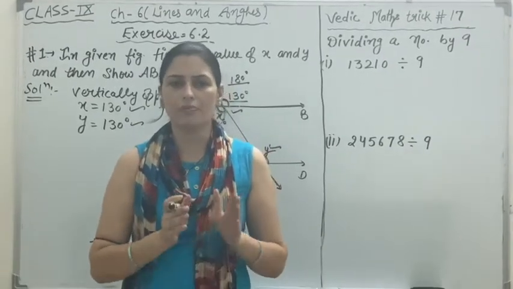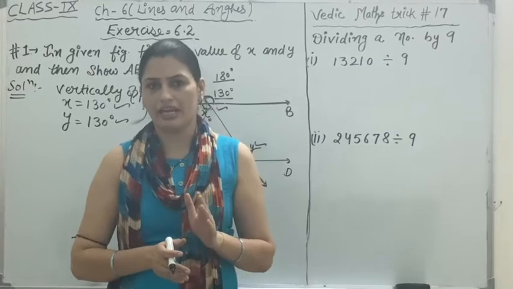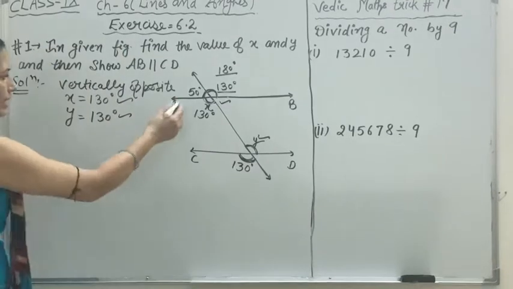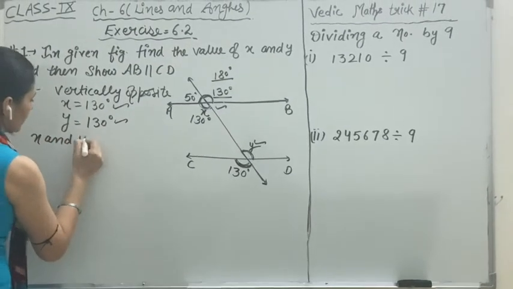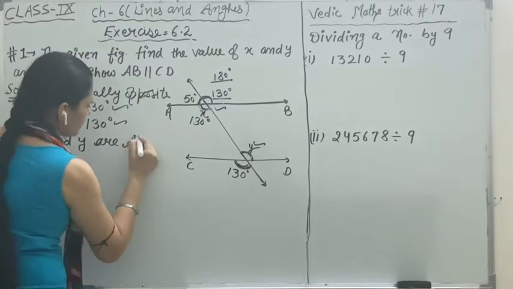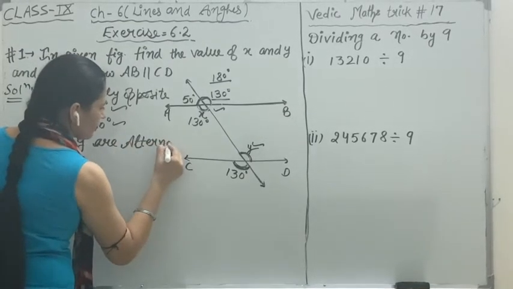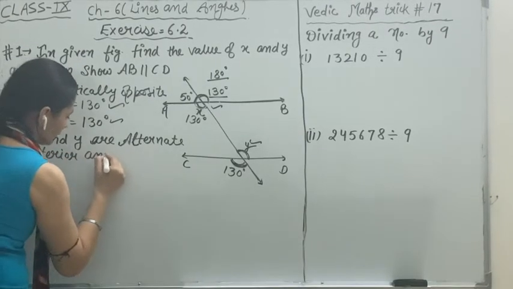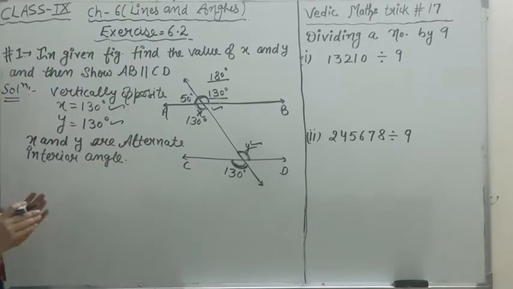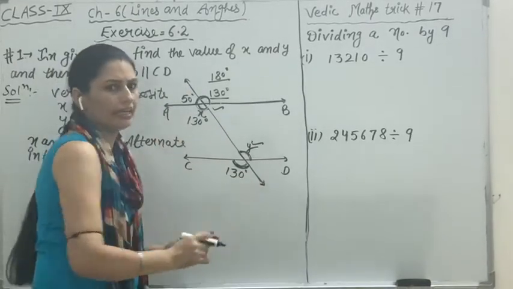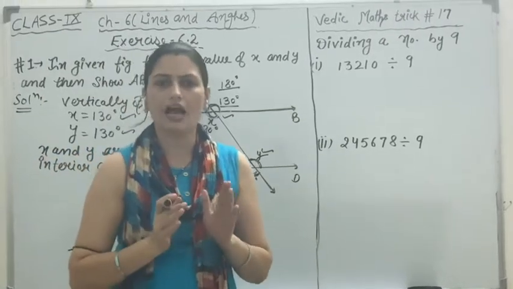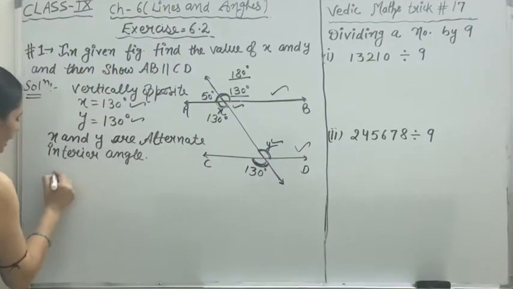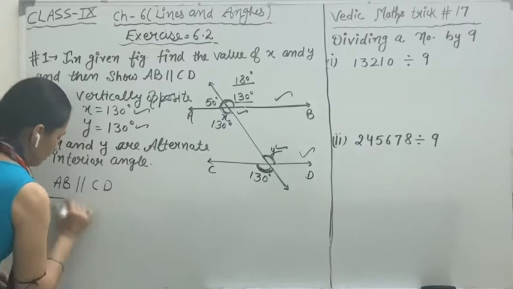We already discussed alternate interior angles. Those who missed can view the link in the description box. That means these x and y are alternate interior angles. And we know the theorem: when we have a transversal line and alternate interior angles are equal, then these two lines are parallel. That means AB is parallel to CD.